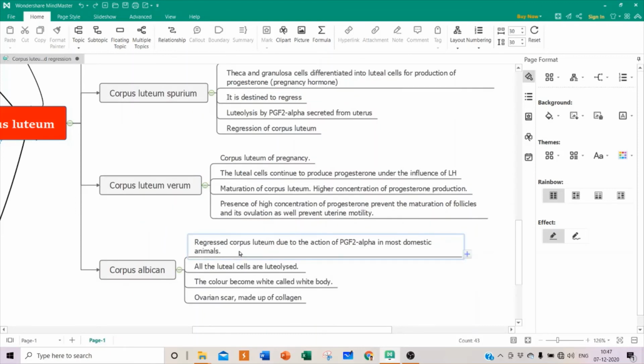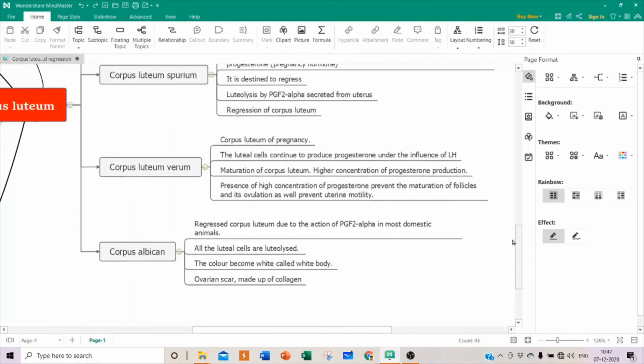Corpus albicans is a regressed corpus luteum due to the action of PGF2 alpha. Then the luteal cells regress, and it is left as a white body replaced with other tissue. It will remain as an ovarian scar, which is made up of or replaced by collagen tissue. So these types of corpus luteum we have seen.